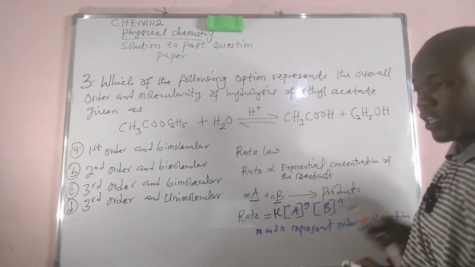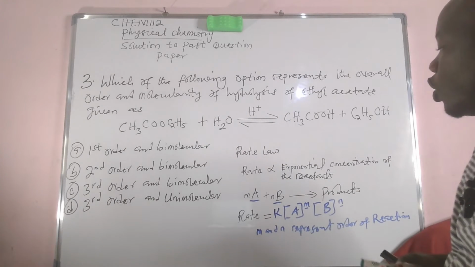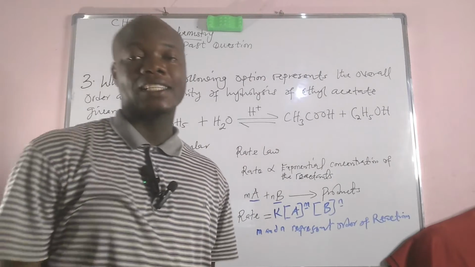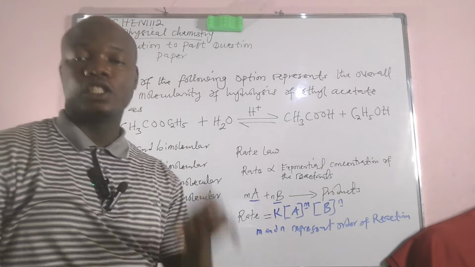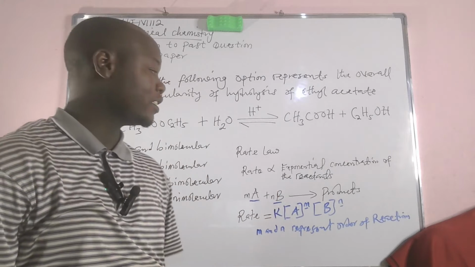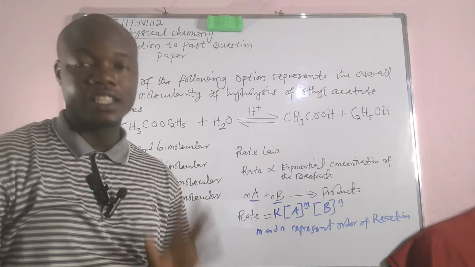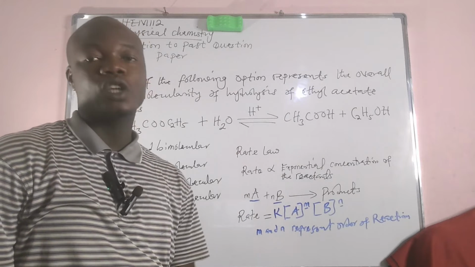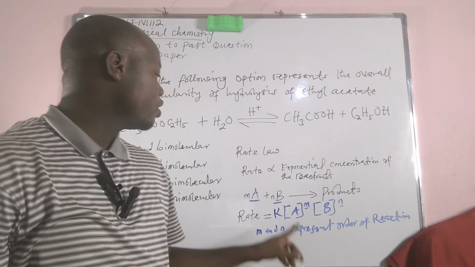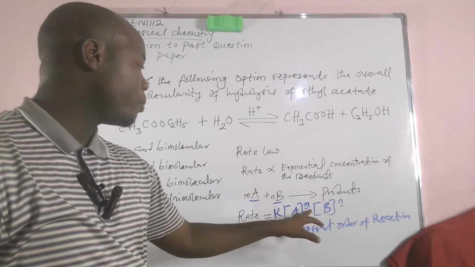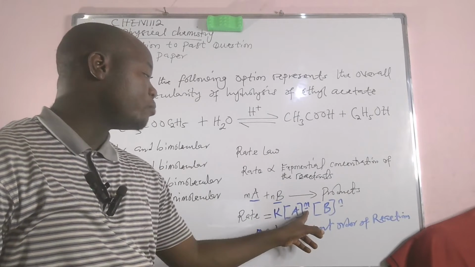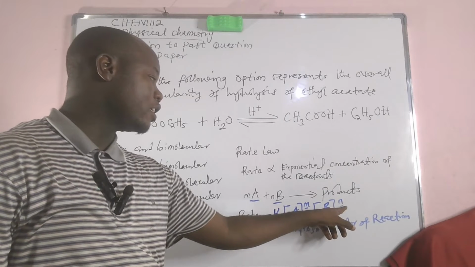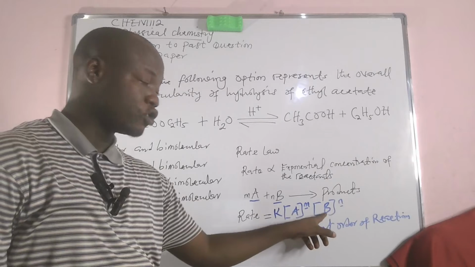But I want to say something here. The order of the reaction is not a stoichiometric coefficient of the reactant. They are usually experimentally determined. We determine them experimentally. So that is what I want you to understand. So if you have a rate law, you have M and N. This M means the order of the reaction with respect to A, and N means the order of the reaction with respect to B.